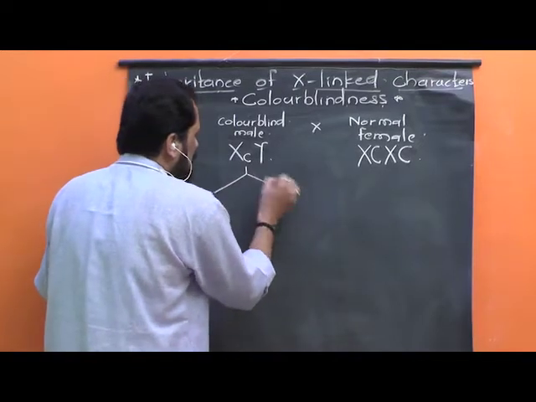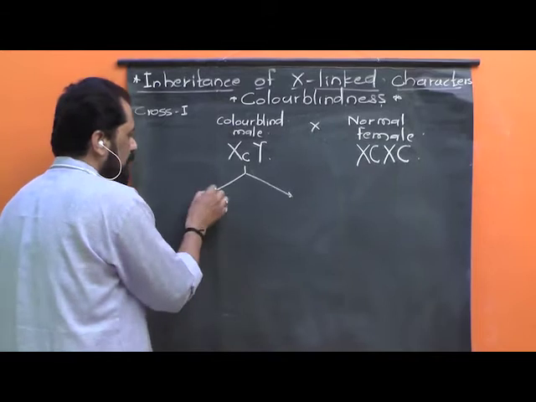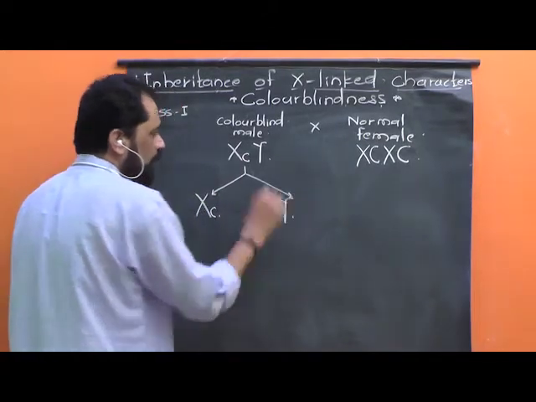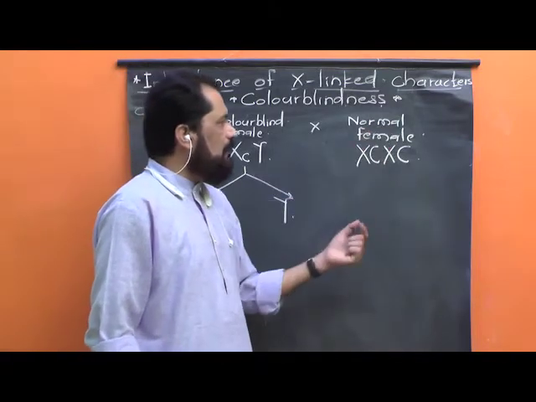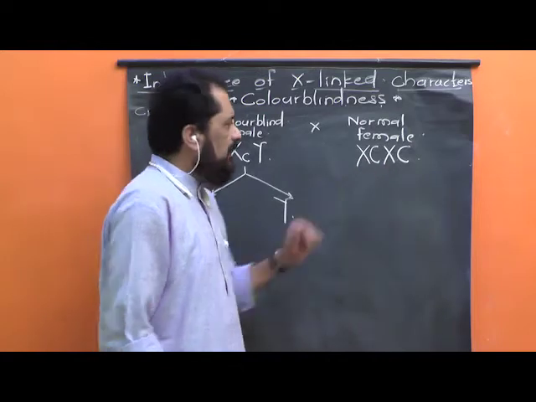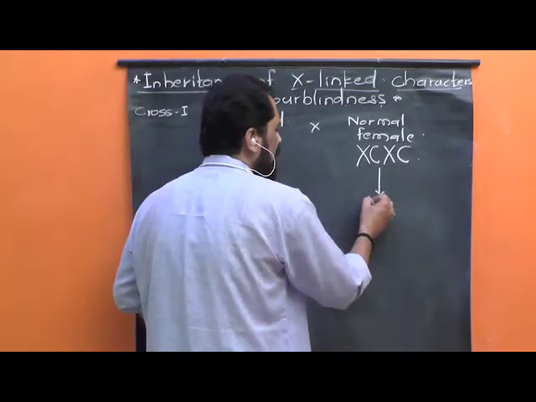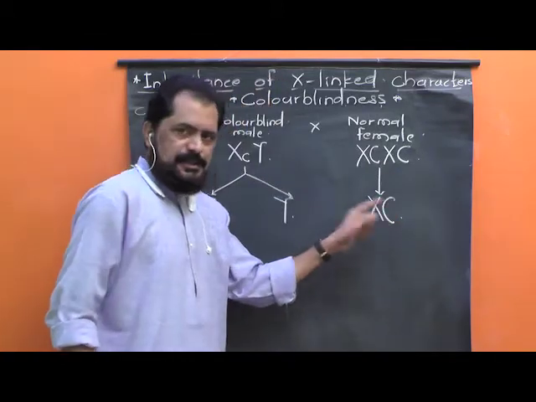You know, 50% of the gametes, half of the male gametes with X small c and half of the male gametes with Y. On the other hand, as the female is normal, homozygous, and that's why all the gametes produced by such normal female are of same type, that is with X capital C.